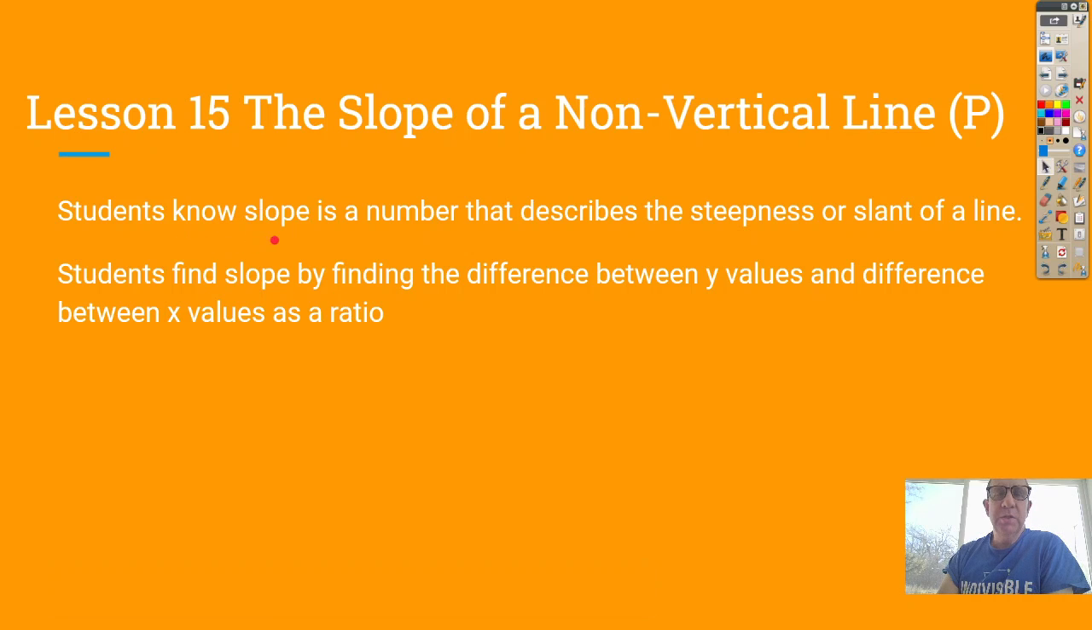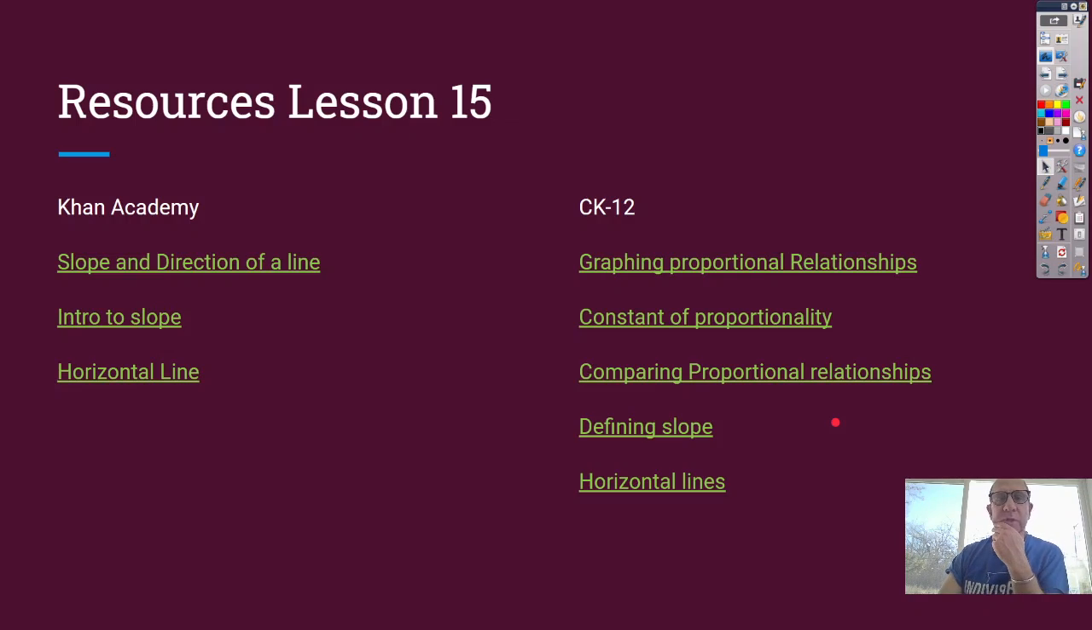So we know a slope is a number that describes the steepness or the slant of a line, and then we will find the slope by finding the difference between the y values and the difference between the x values as a ratio. So again, we're still stuck with ratios, so let's have a little bit of fun with this.